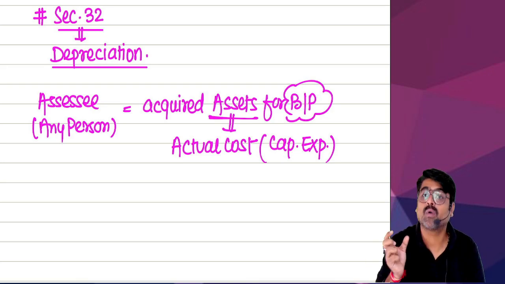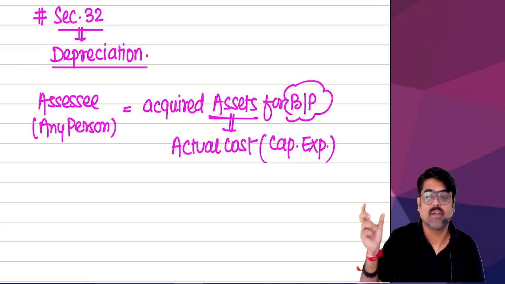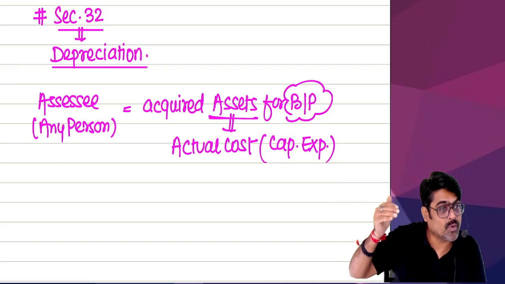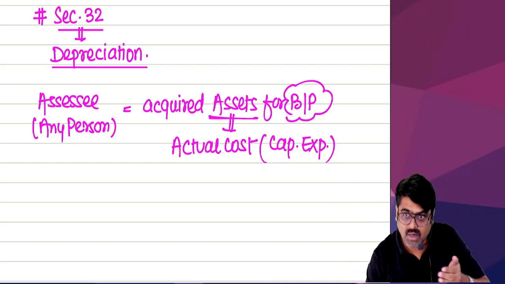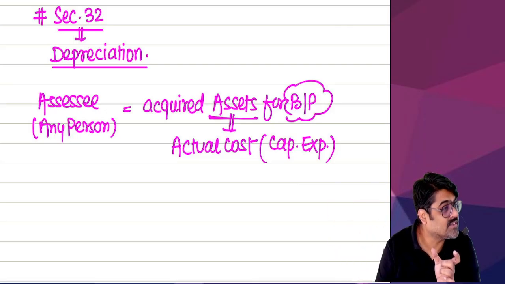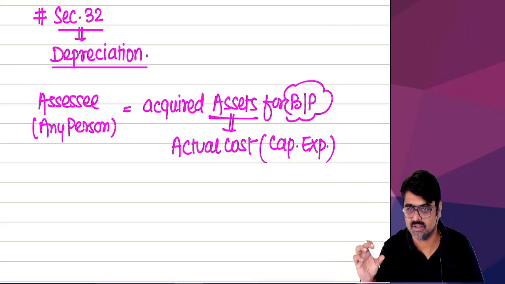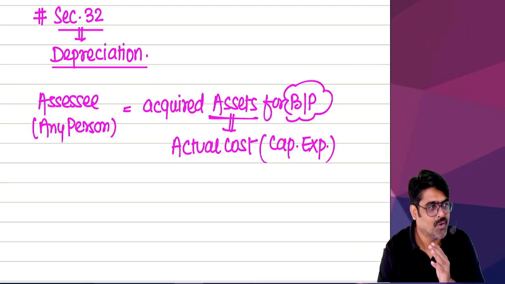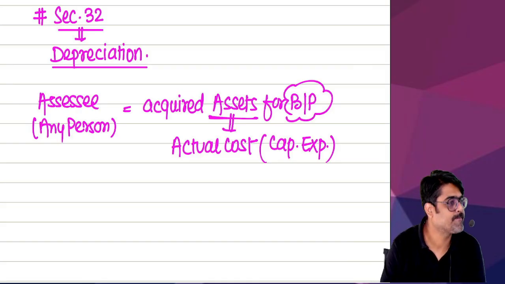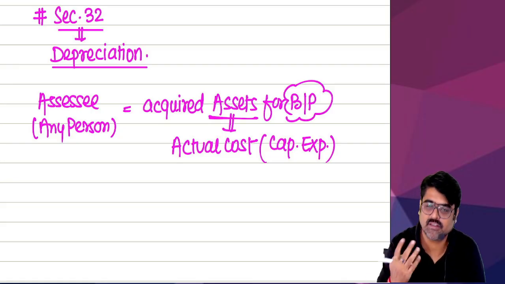So some cost will be allowed from this year's business income. Some cost will be allowed in next year's business income. Some cost will be allowed in subsequent years' business income, because the asset is going to be used for a number of years. The asset is going to help you to earn your business income, professional income for a number of years. So the cost of this asset should also be spread over the number of years in the form of depreciation. Will you remember this explanation? So what is depreciation?